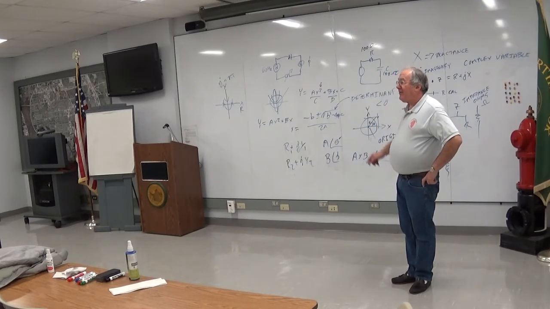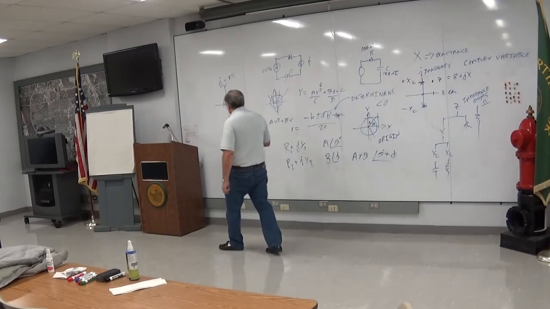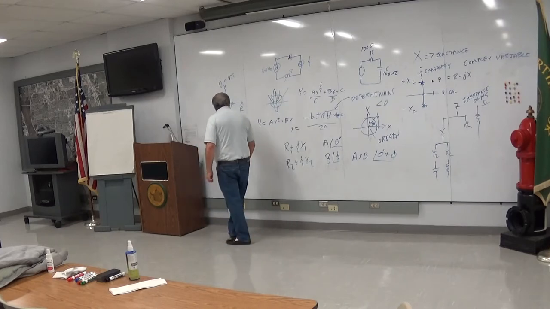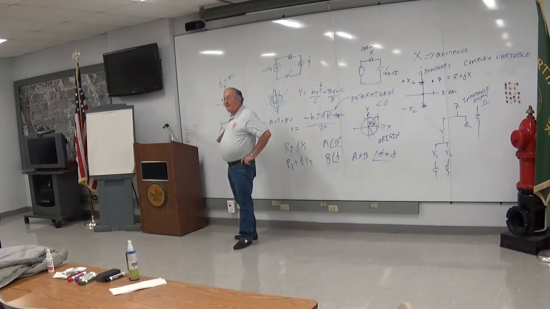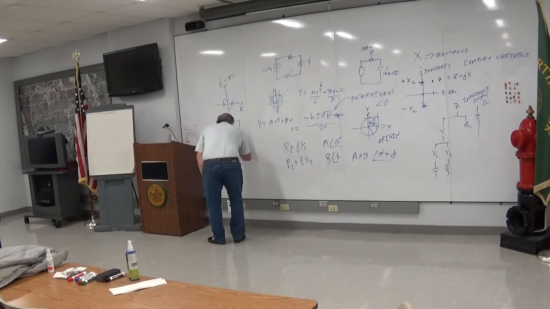When you have to solve a problem where you have parallel impedances, one of them is a capacitor, one of them might be a resistor. Remember the rule for parallel impedances? I'm going to use Z now. The product over the sum.